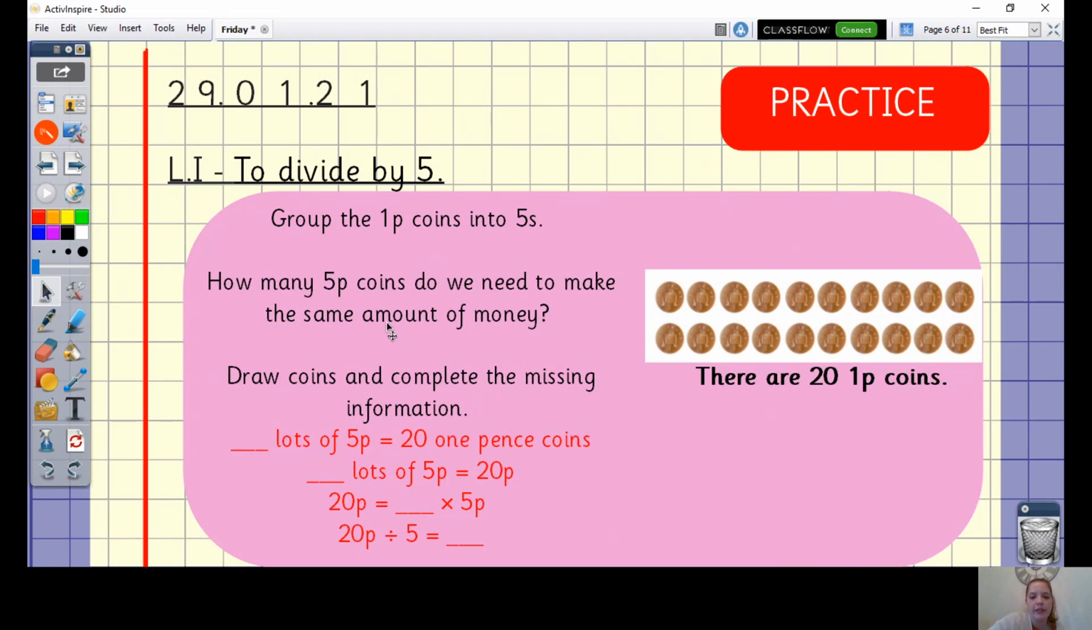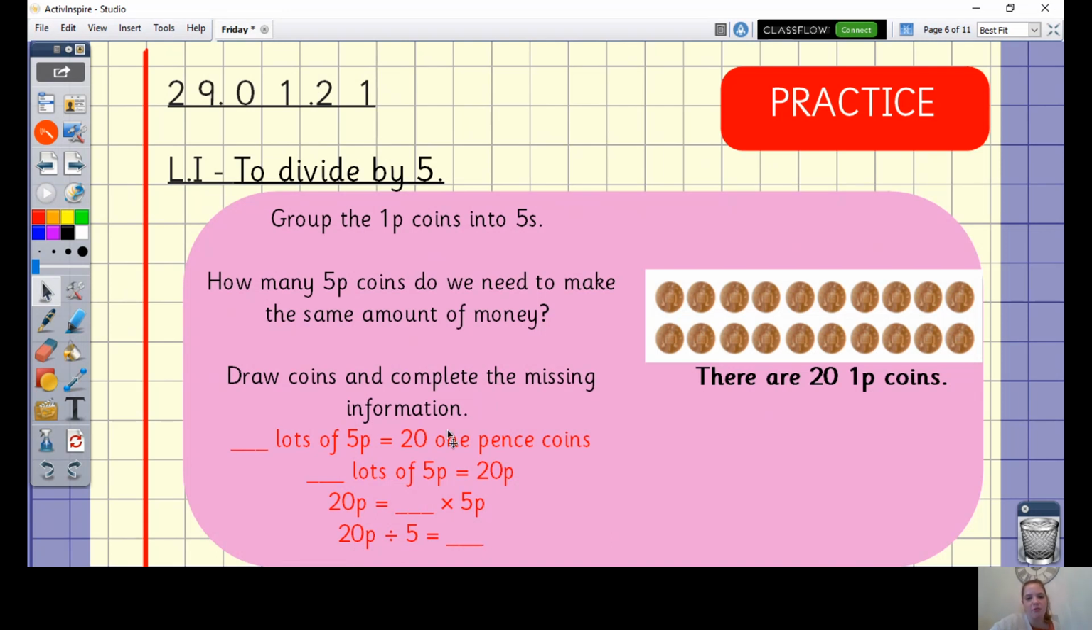So I want you to draw those coins, or use the coins if you'd rather, to help you to complete these 4 sentences here. So we have blank lots of 5p equals 20 1p coins. Blank lots of 5p equals 20p. 20p equals something, groups of 5p. And 20p divided by 5 equals blank.